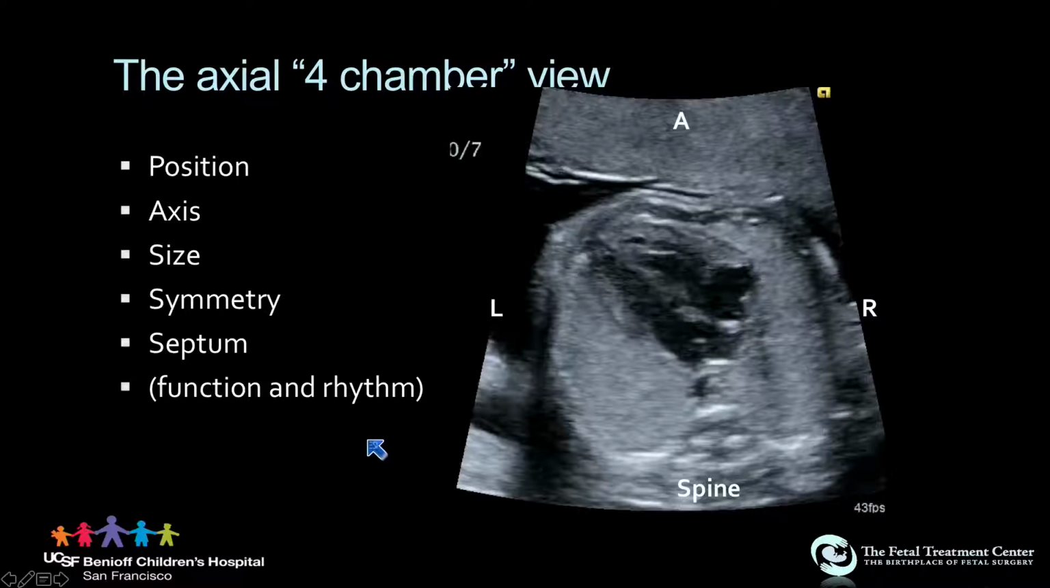We've already talked about this quite a bit, about looking first at the position, axis, size of the heart, size of the chambers, their symmetry, and the atrial and ventricular septi have already been covered. Of course, function and rhythm on a cine clip.